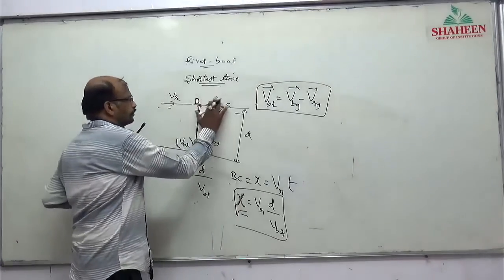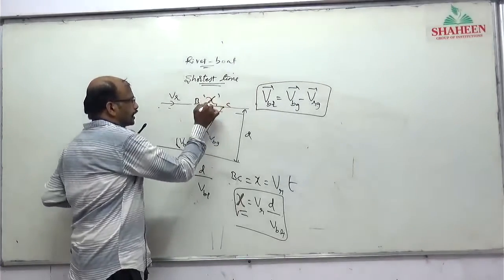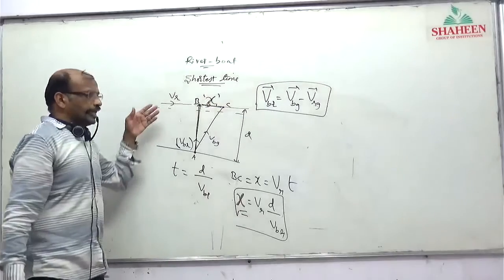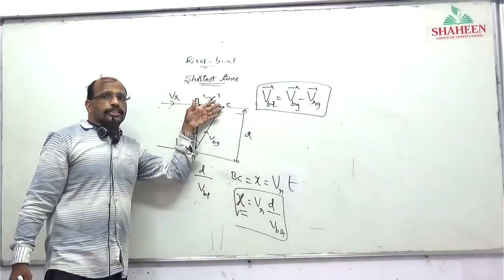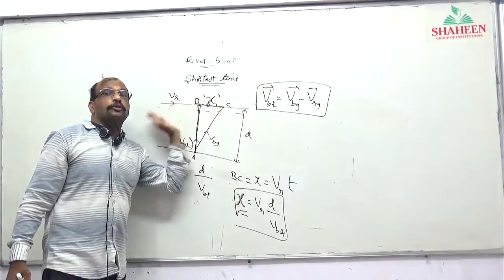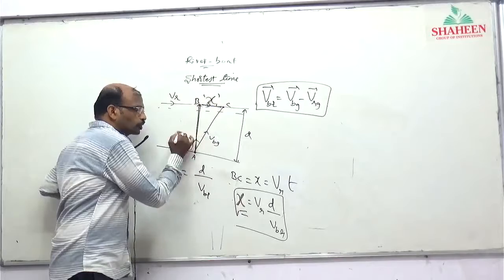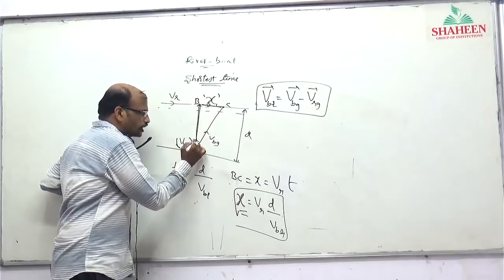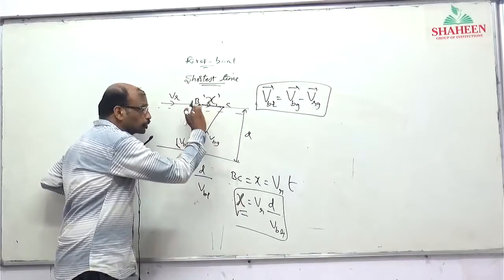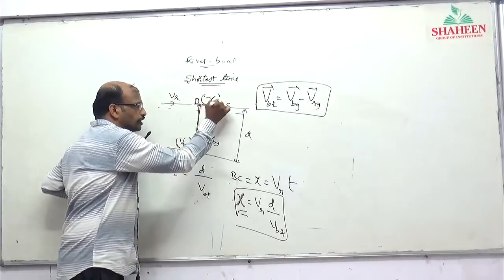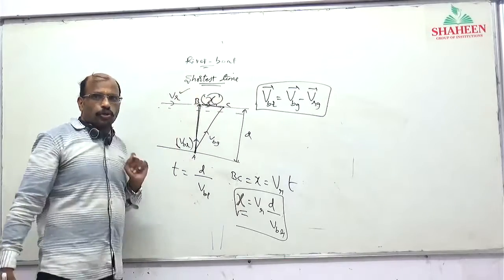This is X part, ma. In the diagram, this is X part. Why is it making horizontal displacement here? Because of river push. River is pushing the boat. Boat is moving in this direction. River is pushing the boat, means horizontal displacement is caused due to the river flow.